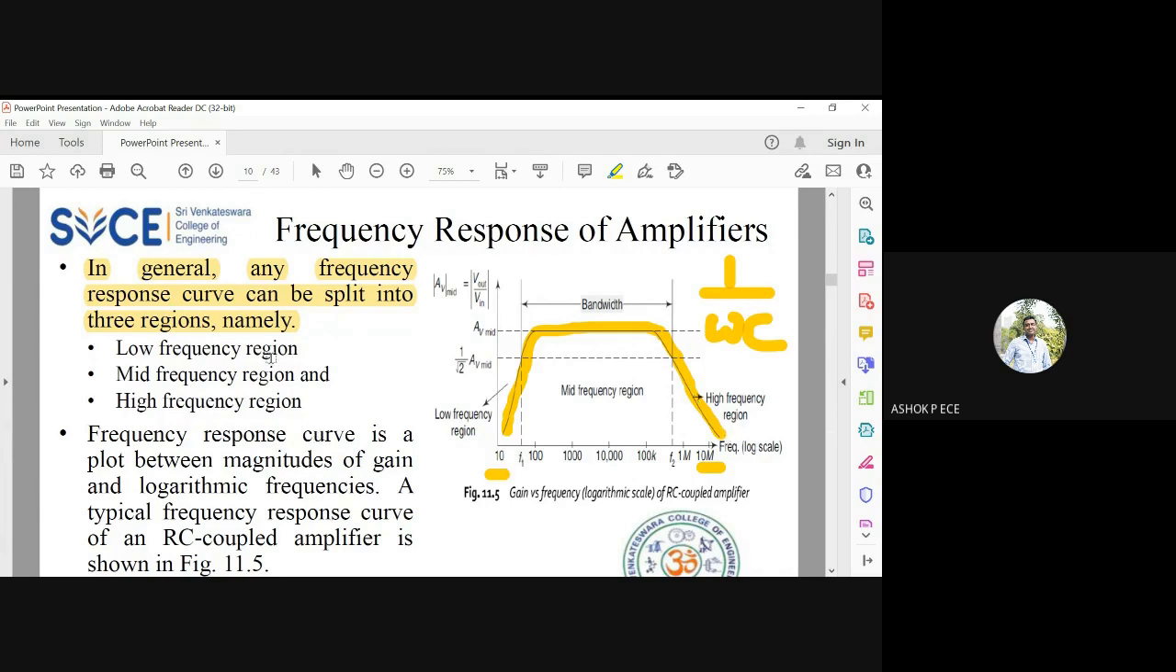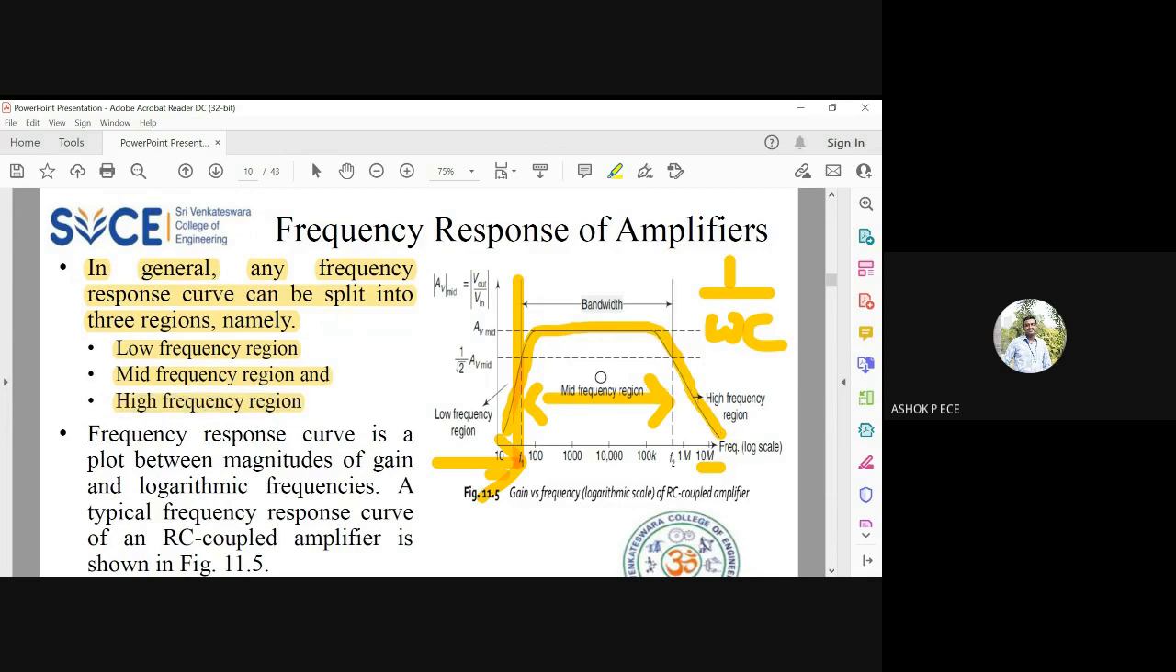So in any frequency response, we have three regions. This is your low frequency region, this dotted line, so till this point is your low frequency. Between these two lines is called the mid frequency region. In the mid frequency region, the gain will be constant. Very, very important point to note. The gain will be constant. After the mid frequency region, you have the high frequency region where the gain sharply declines because of capacitive effect.